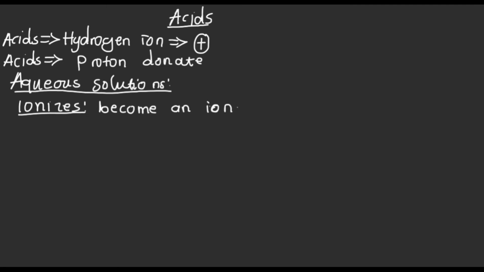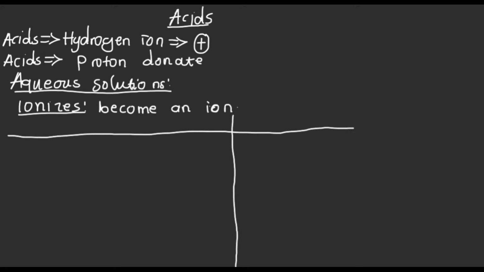Before the ionization of acids, we just have a normal compound. But after it dissolves in water, it is going to break into individual ions. Now, away from the ionization, we have two types of acids. So acids are of two types. We are going to look at the strong acids here.